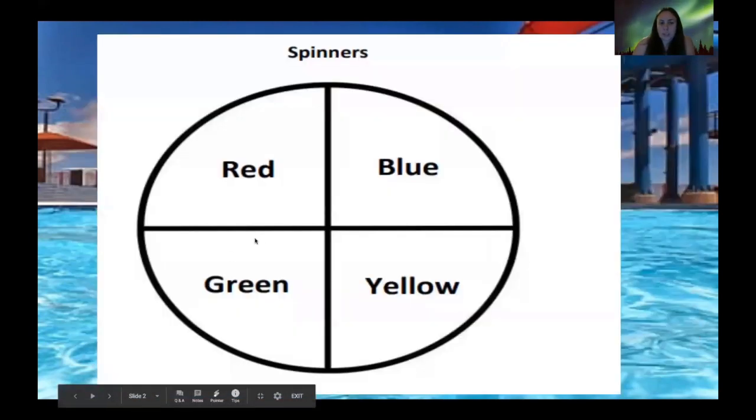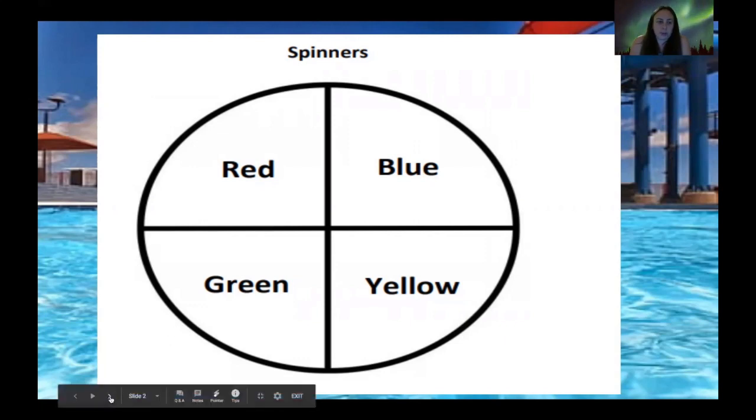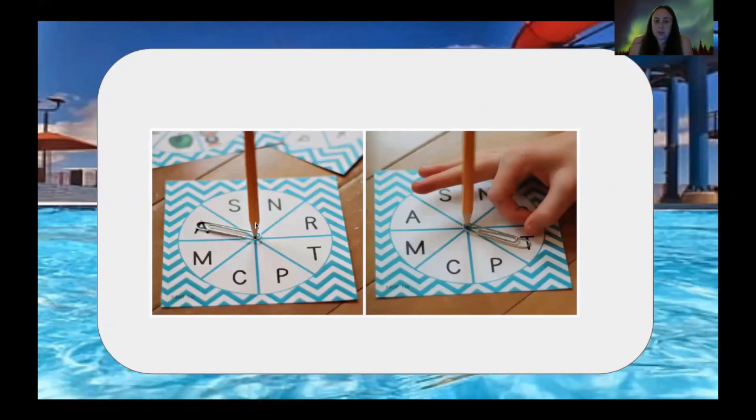All right, so our spinner is just a basic circle with 4 different spaces all the same size and 4 different colors: red, blue, green, and yellow. To use it as a spinner, you just need a paper clip. You're going to put your pencil inside of one end of the paper clip. Using your pointer finger and your thumb, you will flick the end of the paper clip and it will spin around the circle and end up on one of the spaces.